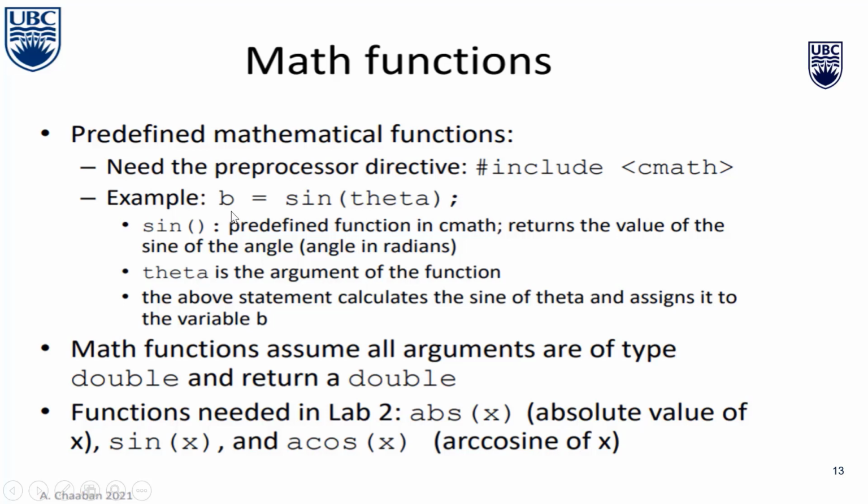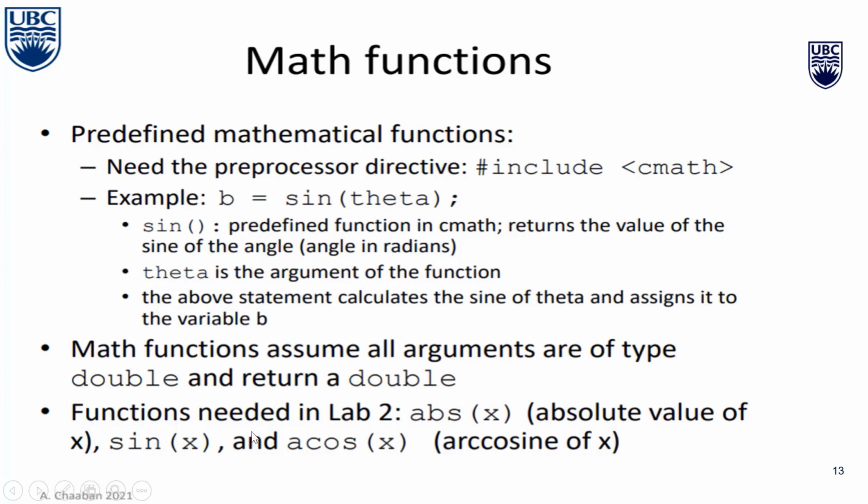For example, here I have a predefined variable b, which is equal to sine theta. We can use sine theta, which is a math function. So in order to be able to use it, we must use #include cmath. Sine is a predefined function in the cmath library, which returns the sine of the angle. So after we use sine theta, this will calculate the sine of the angle, and this will be the value of our variable b.